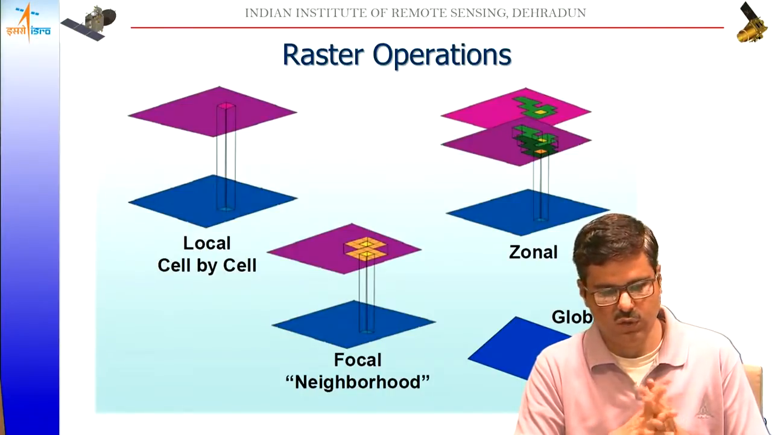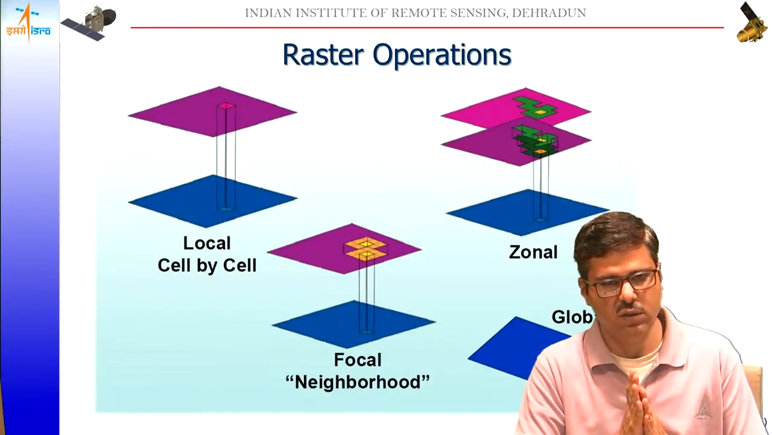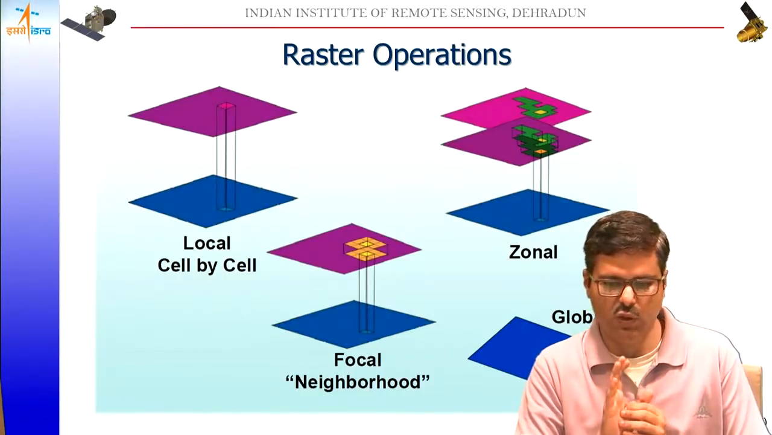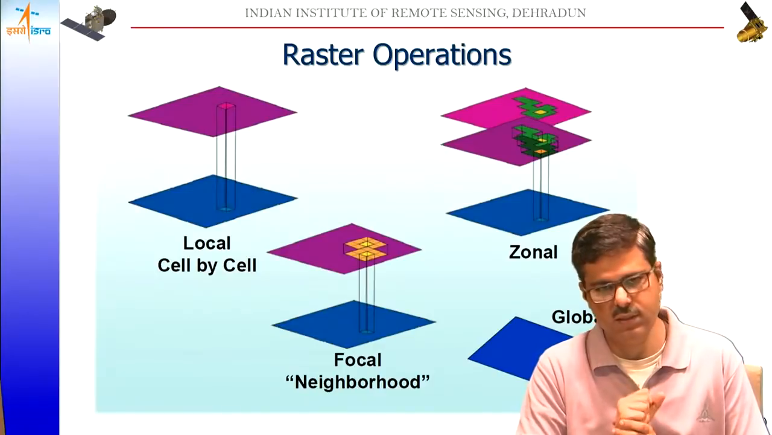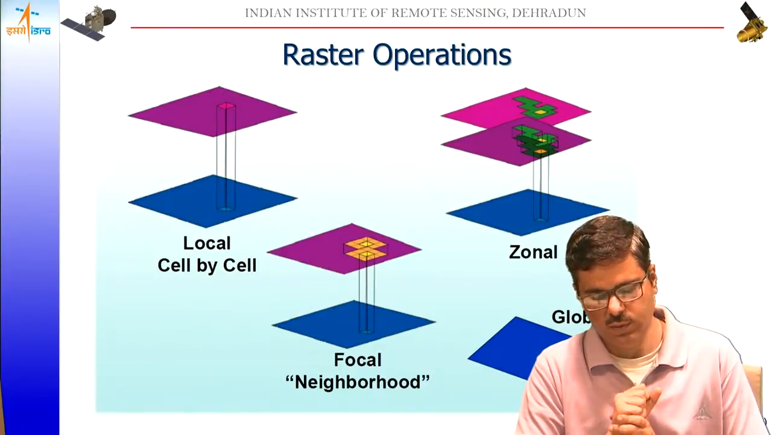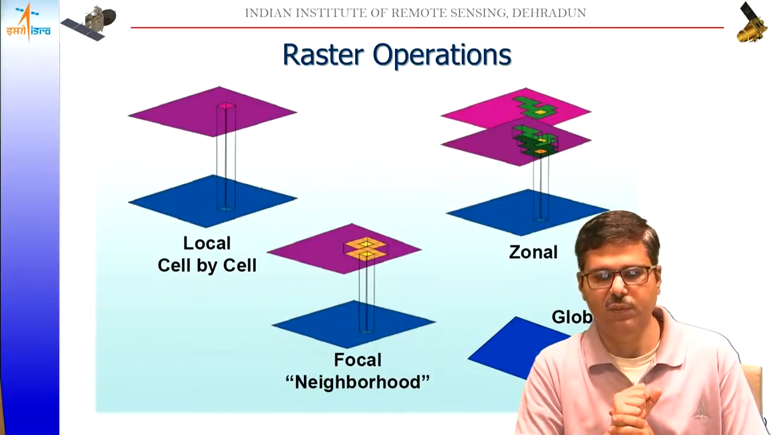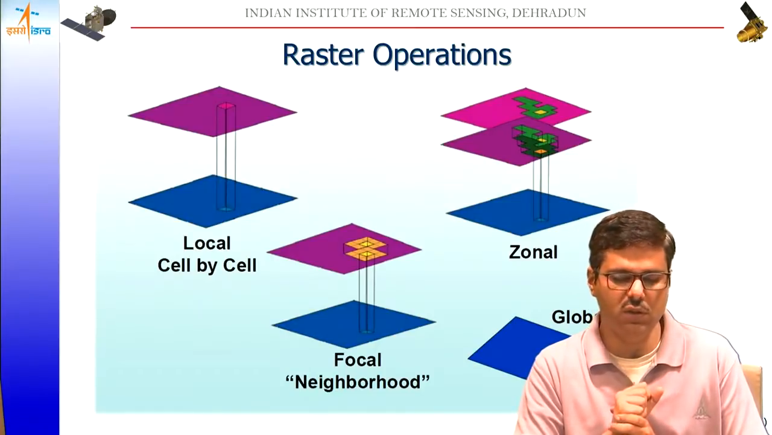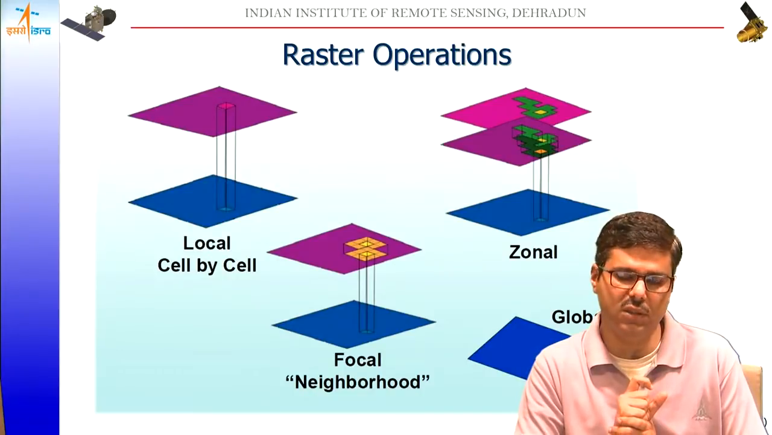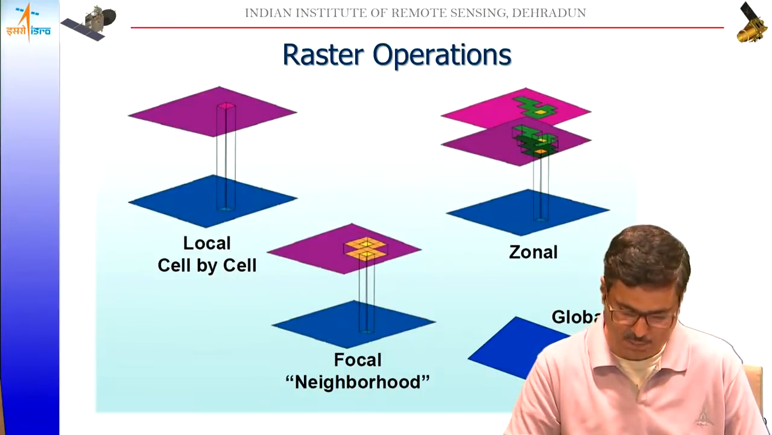Third, instead of looking at cell by cell, or a focal neighborhood, we can also look at it on a zone by zone basis and compute the output. And finally, there is a global operation, which considers each and every pixel in the image for computing the output. The classic example is the Euclidean distance.